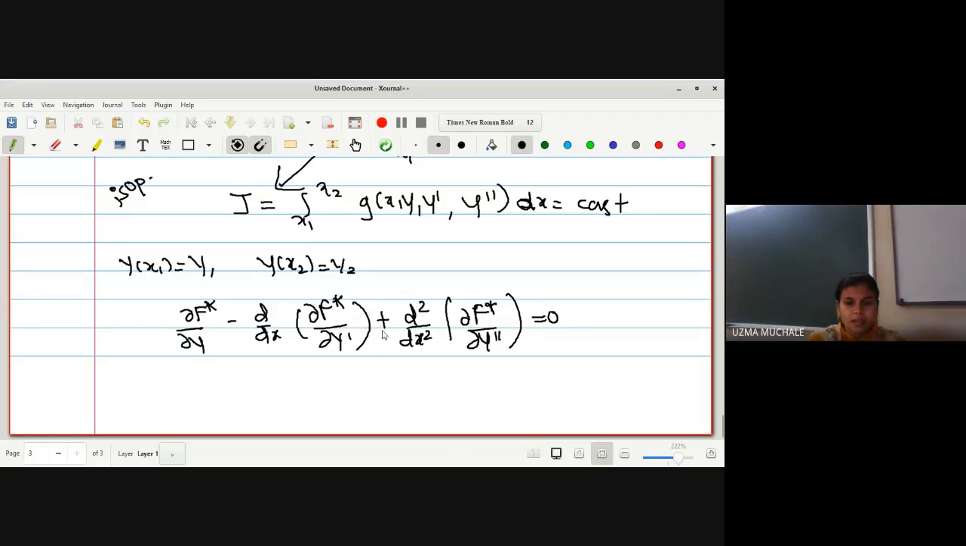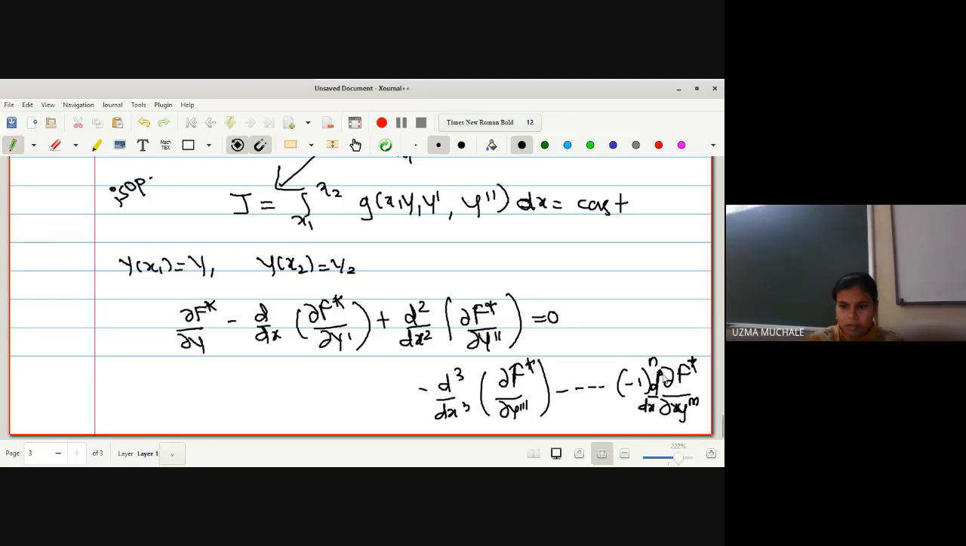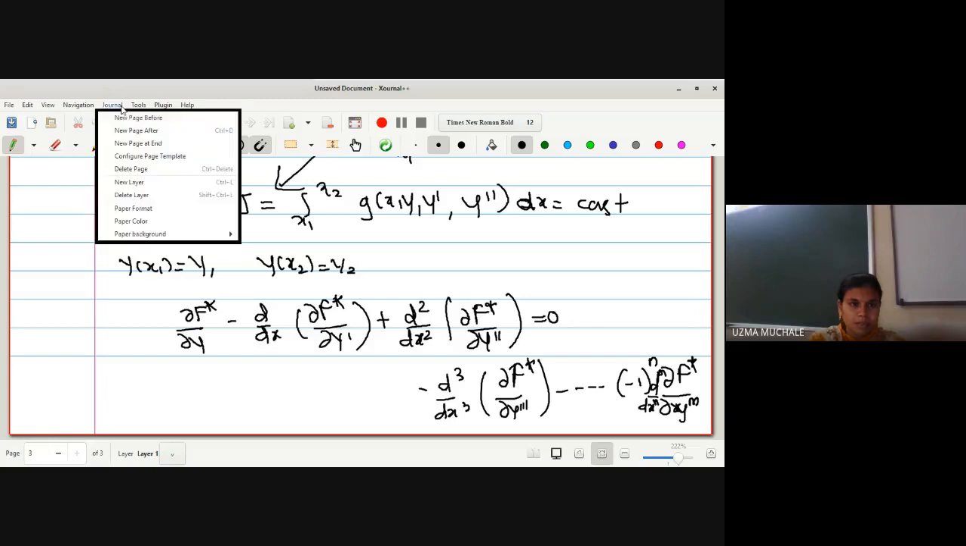And I hope I have told you that if you want to extend the idea, what will be the result? What can you add here? Minus d cube by dx cube of dou f star by dou y triple dash, and so on. The last term will be minus 1 raised to n, d n by dx n of dou f star by dou y raised to n. Okay. So let us now prove this result.